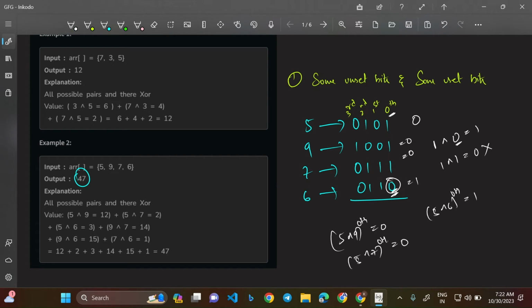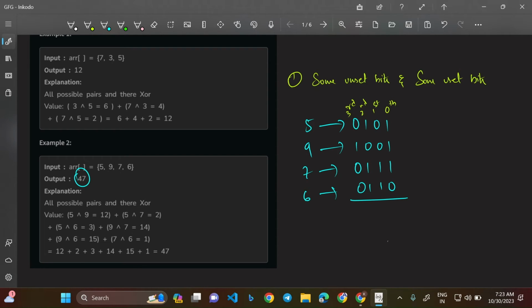And now it's done. We have worked with 5 at 0th column. Now what about 9 at 0th column? So 9 also is a 1. I must only look out for zeros, and there is only one 0. So 9 XOR 0 will only work out here. Similarly, 9 XOR 6 will only contribute at the 0th position. 9 XOR 7 will not contribute at the 0th position.